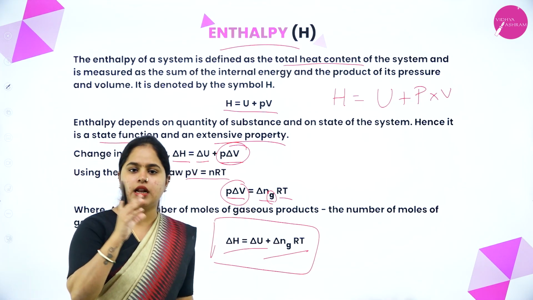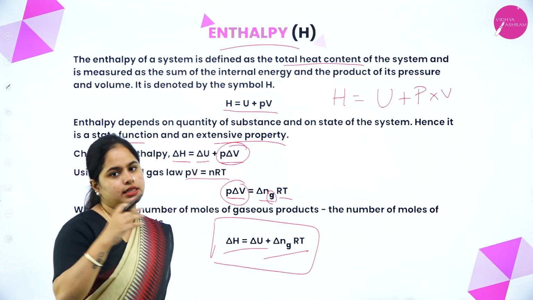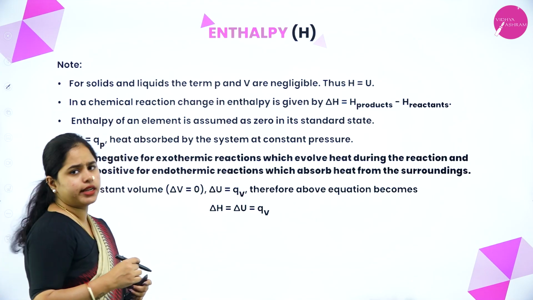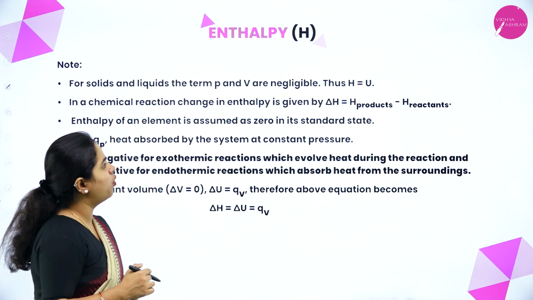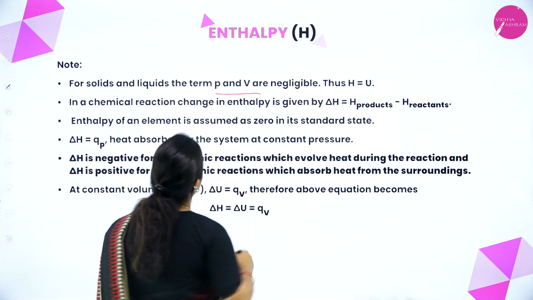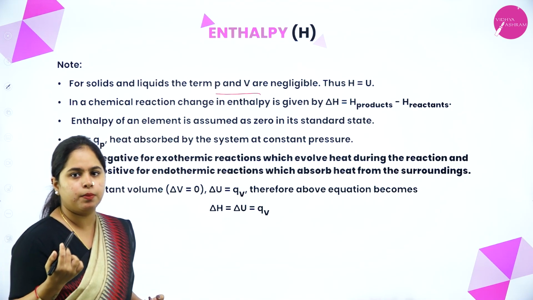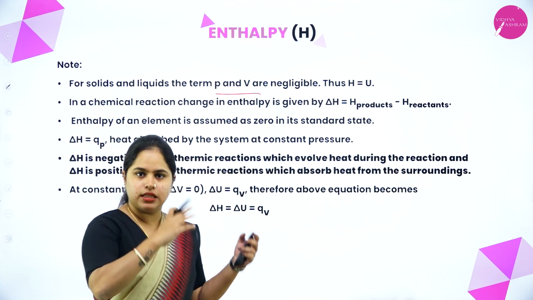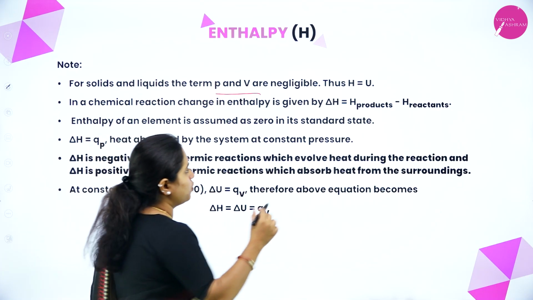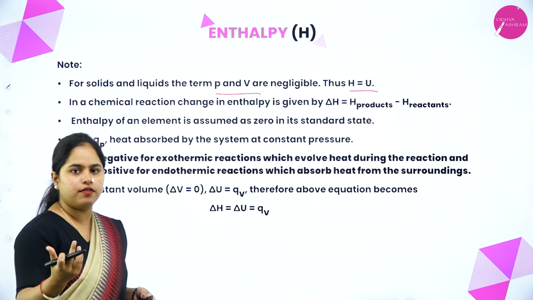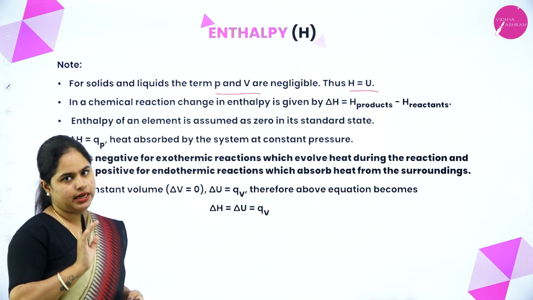It is the difference in the number of moles of gaseous products and gaseous reactants. Now, for solids and liquids, the terms pressure and volume are negligible. So, in the case of solids, pressure and volume are negligible. So, what happens to the equation? It is just the enthalpy and internal energy. So, what does the equation become? It becomes H is equal to U. The P delta V or PV term is neglected.